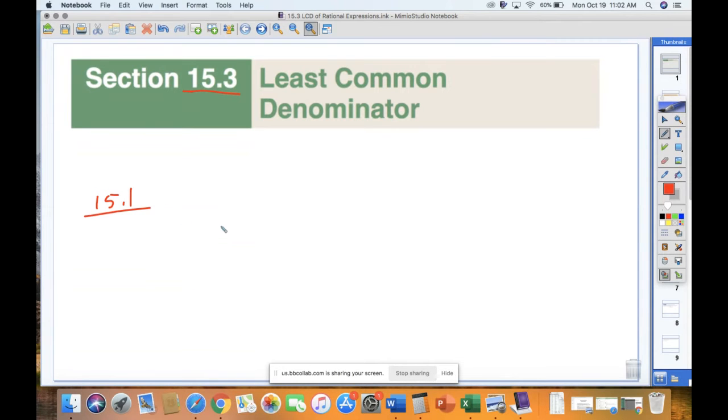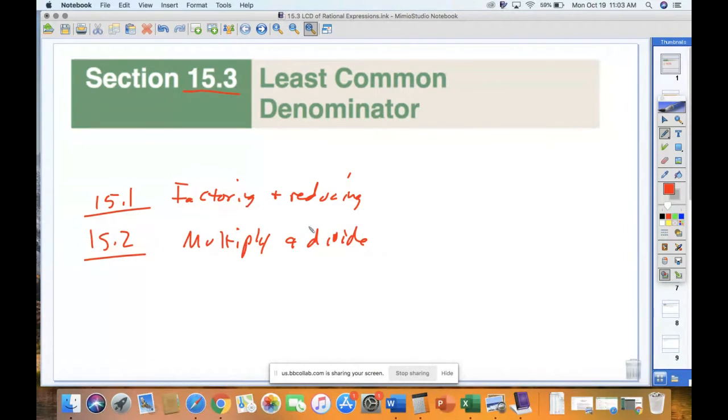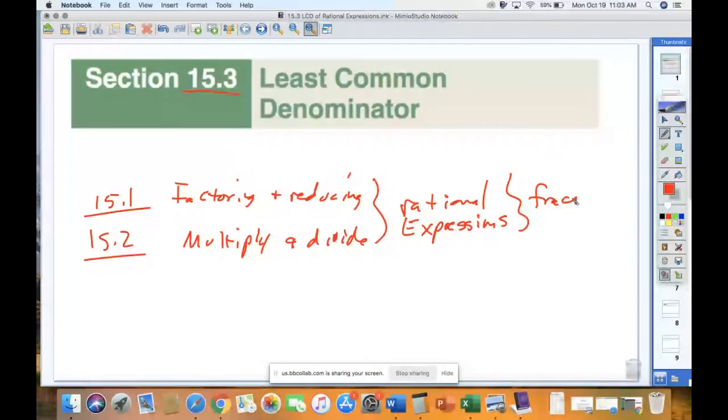So in 15.1, we started factoring and reducing through factoring. And in 15.2, we did multiply and divide, of rational expressions. The phrase rational expressions sounded very difficult, but the reality is rational expressions are just fractions. So we were factoring and then reducing some fractions, and multiplying and dividing fractions.